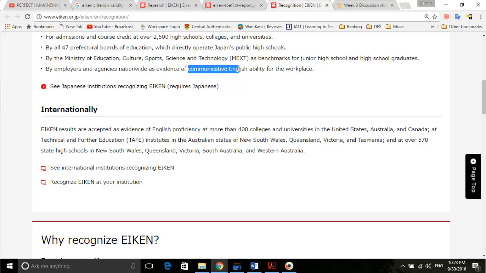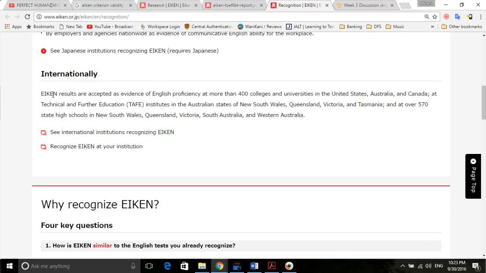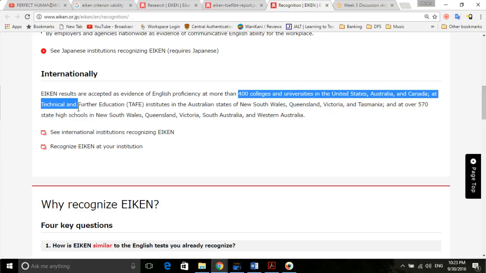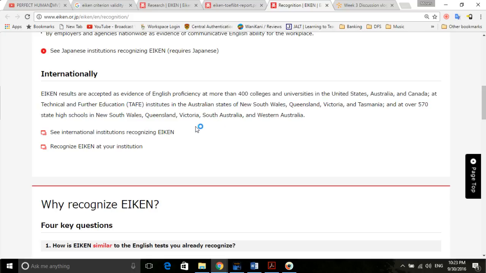And this is kind of funny because, again, the test's content validity on speaking is fairly low. There's not a lot of speaking, although it does say communicative English ability for the workplace. And I think that's what a lot of Japanese struggle with, communication, speaking. It's also seen here internationally. So, for example, 400 colleges and universities in the United States, Australia, and Canada, and at the technical further education institutes in Australia, etc., etc. So it definitely has that.